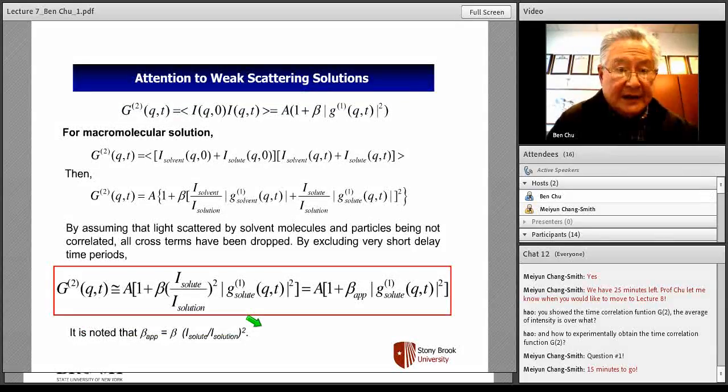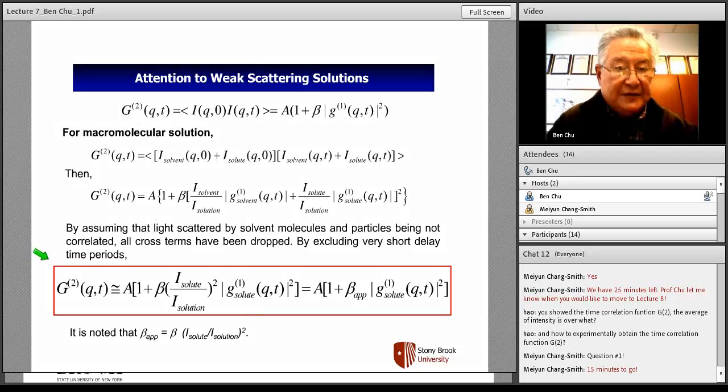So in this case, g2(Q,t), which is the intensity time correlation function, is equal to that in the Siegert relation. For macromolecular solutions, you can in fact separate it into the contribution coming from the solvent and solute, and you can multiply it out, think about which are the biggest and smallest terms, and obtain this term as I've already shown you before. Then by assuming the light scattered by solvent molecules and particles is not correlated, so cross terms are dropped, and by excluding very short delay time periods, you get this expression here.